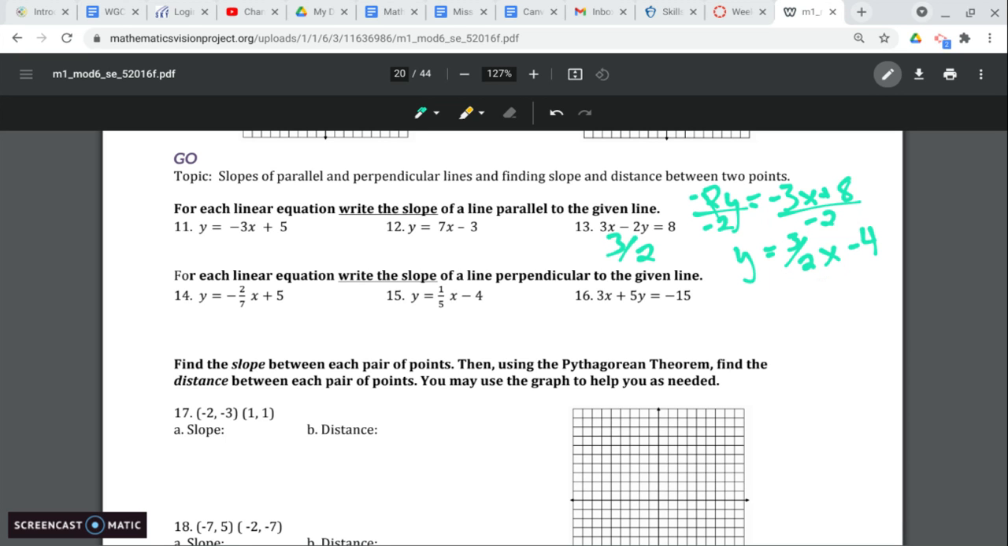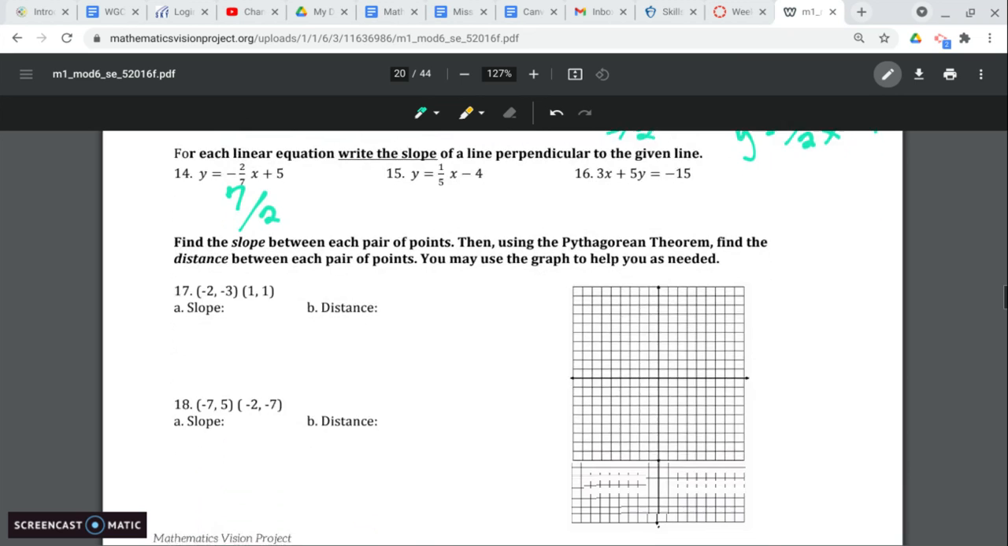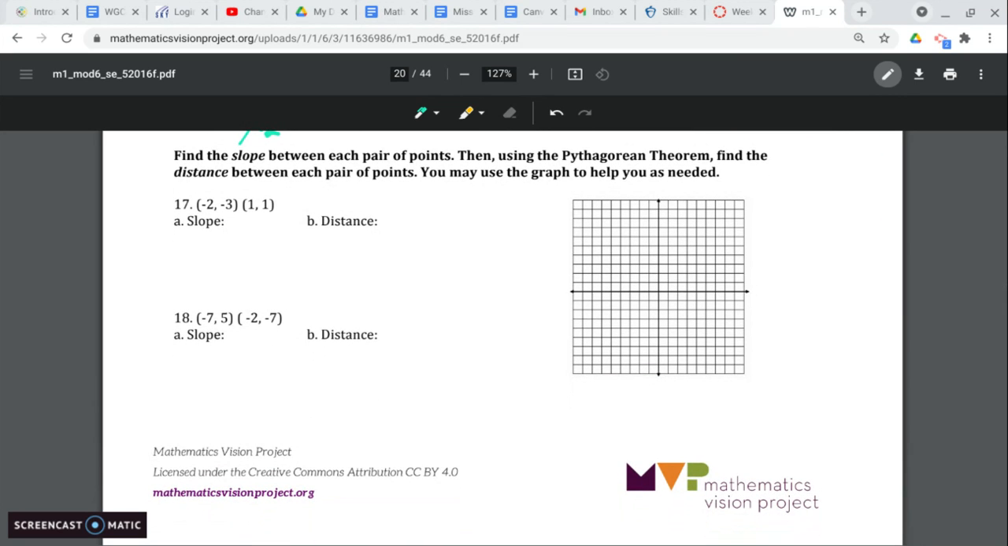That is your slope. Now, for this next section, we want to write the slope that's perpendicular. So that means opposite reciprocal. So if we look at this one, opposite reciprocal of negative 2 over 7 is positive 7 over 2. There's our answer.